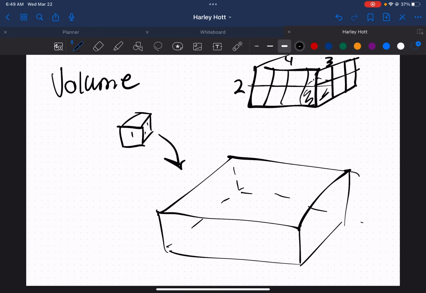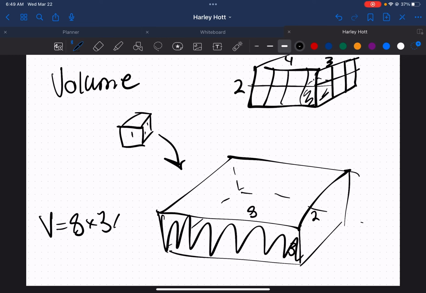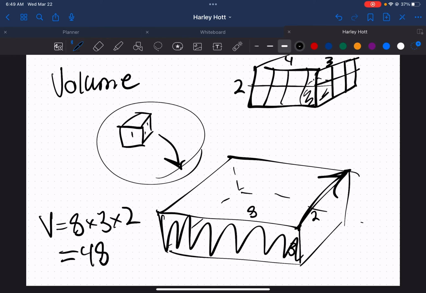So let's say 8 going this way, 2 going this way, and 3 going that way. The volume is going to be 8 times 3 to find the area first, and then we just take that area and multiply it by how far back it goes, 2. So 8 times 3 times 2. 8 times 3 is 24, times 2 is 48. The volume is 48. So what that means is that 48 of these 1 by 1 by 1 cubes can fit inside that box. That's what volume is. That's all it is. Okay?